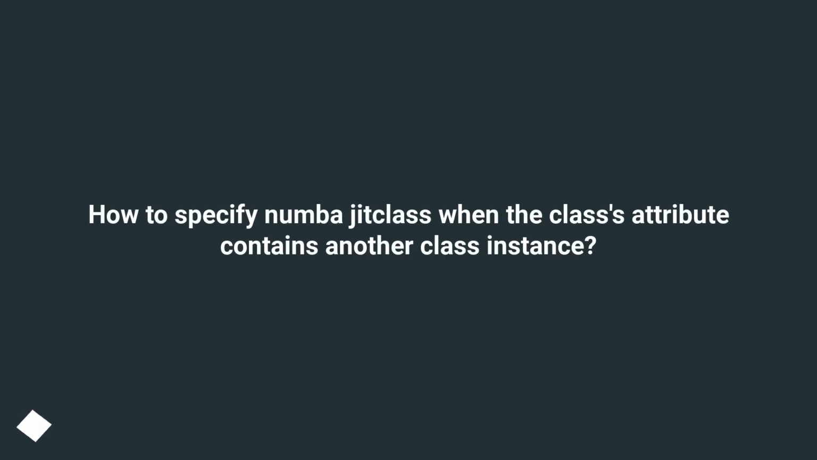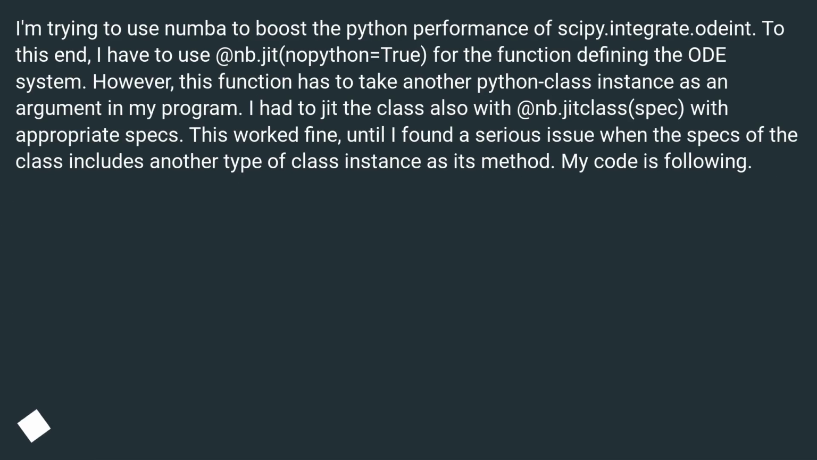How to specify numba jitclass when the class's attribute contains another class instance. I'm trying to use numba to boost the Python performance of scipy.integrate.odeint. To this end, I have to use @nb.jit(nopython=True) for the function defining the ODE system.